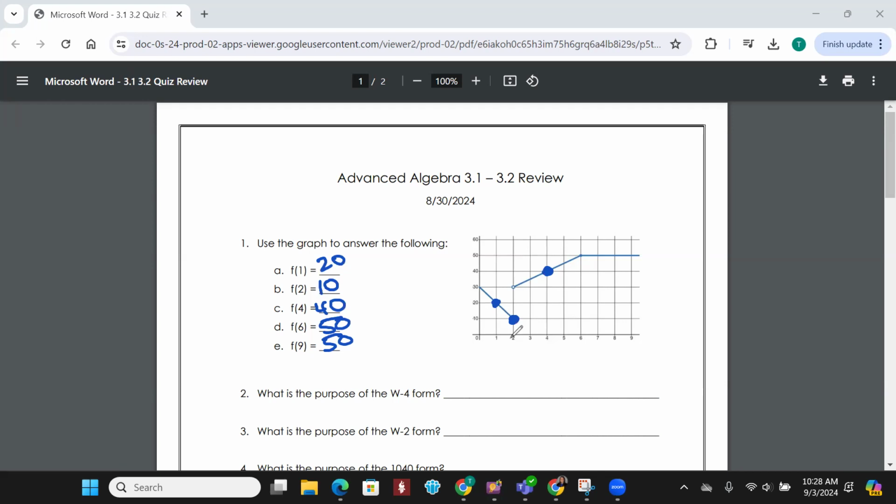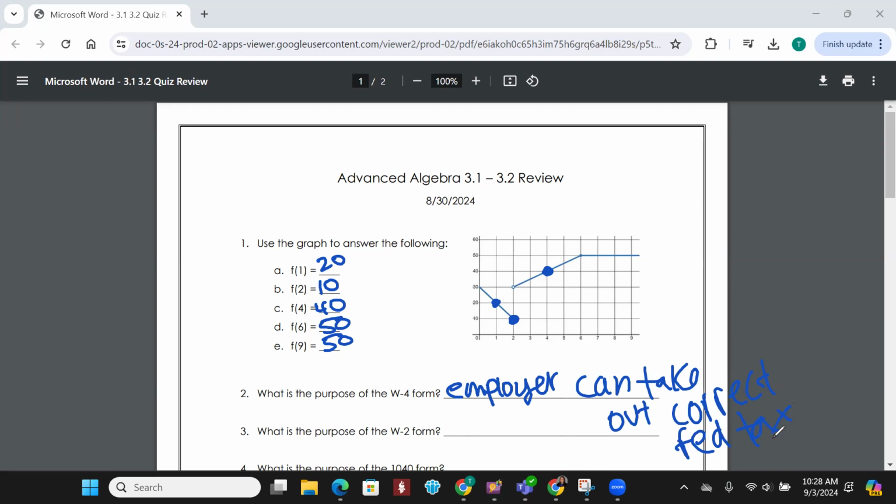Okay. What is the purpose of a W4? Some of y'all mess this up on your quiz. Go ahead. Okay, so the employer can take out correct federal taxes. Okay. Cool.